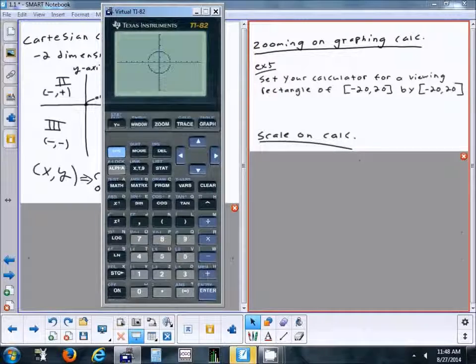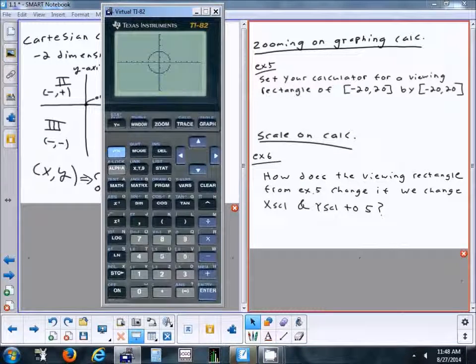Okay, next thing I want to look at is the scale. There was something else besides x min and max. I want to change the scale values to 5. Okay, so you can put your values, I changed mine, but keep them at -20 to 20. And what I want to know is by changing the scale values, what's happening to my viewing rectangle? Okay, the viewing rectangle is that portion of the Cartesian plane you're looking at. Obviously, the plane goes on forever. We're looking at a small window of -20 to 20. Okay, so let's change the scale values to 5.